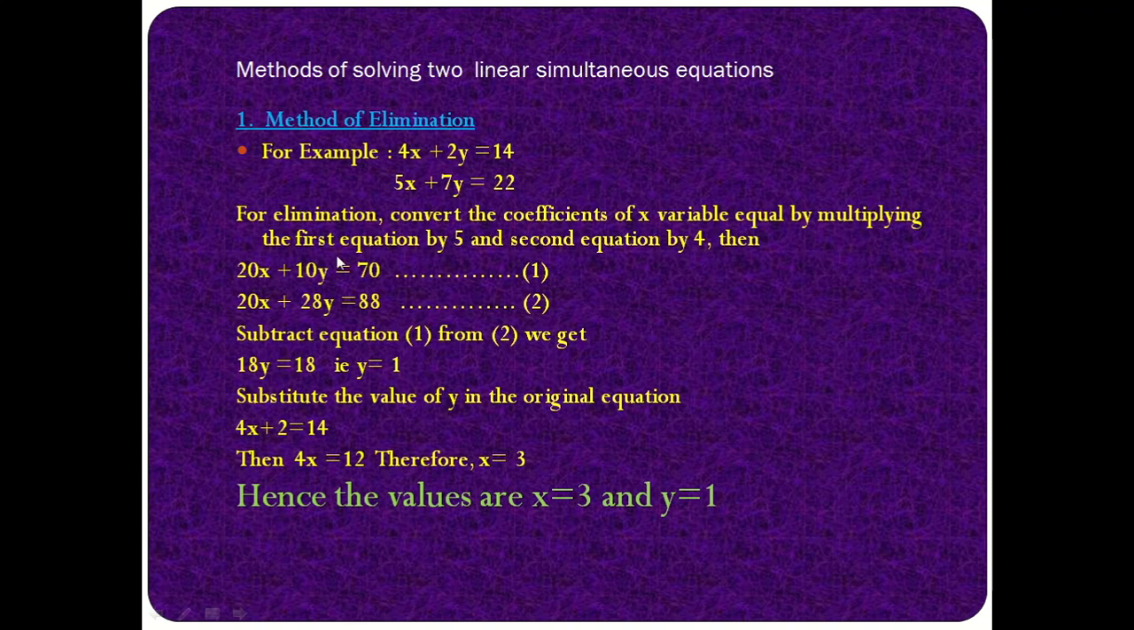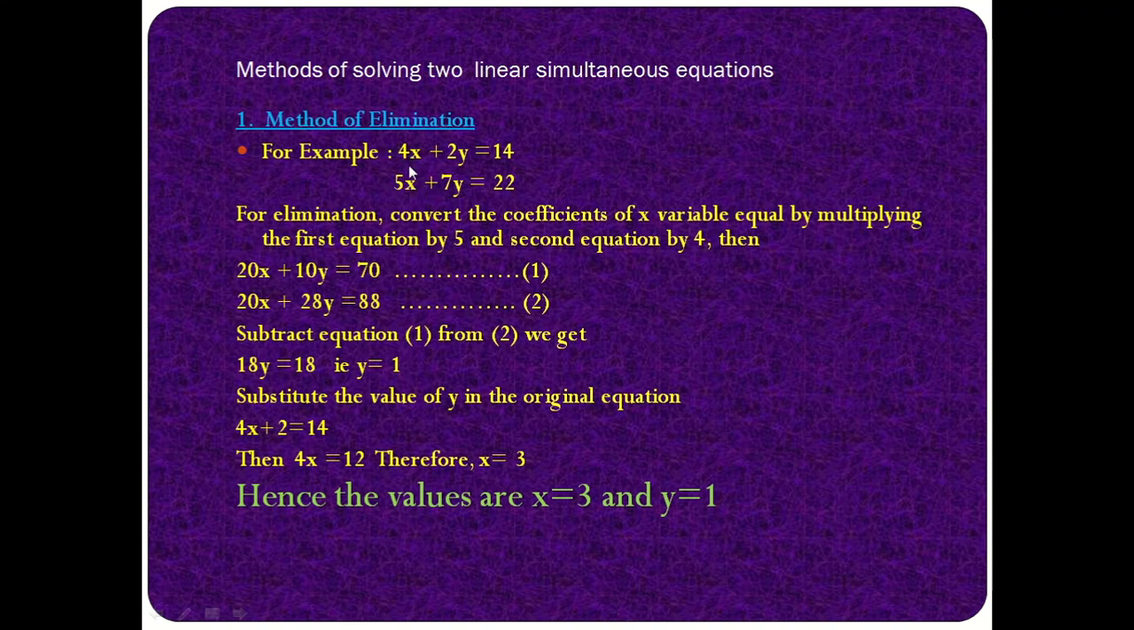Now start to answer the question. First of all, elimination. In elimination, first of all, you will have to make any of the coefficients equal. So how to make it equal? Either the coefficient of x should be equal or the coefficient of y should be equal. In the first equation, 4x plus 2y, the coefficient of x is 4.